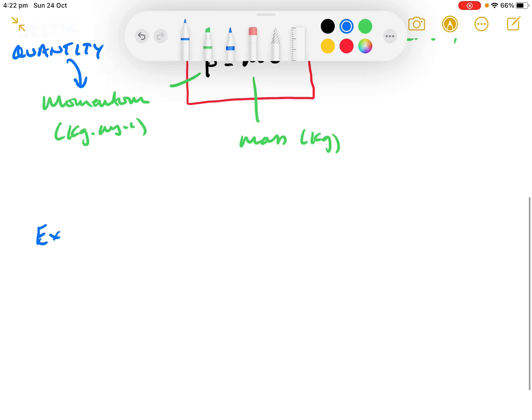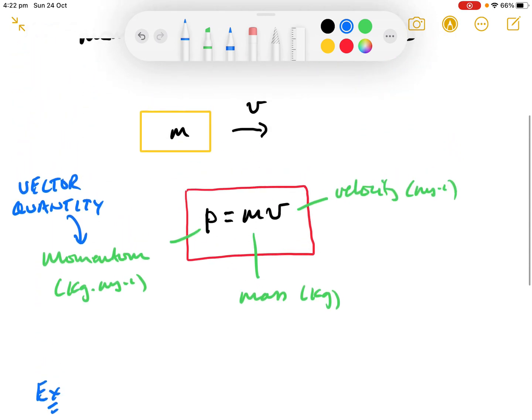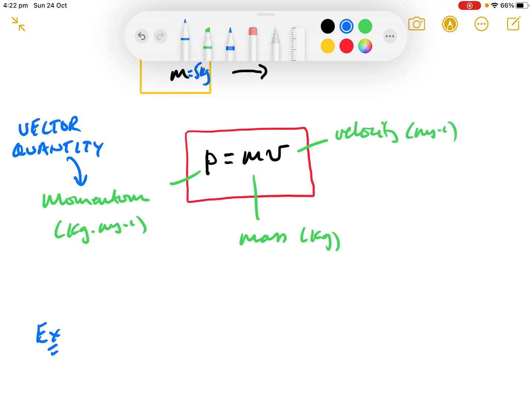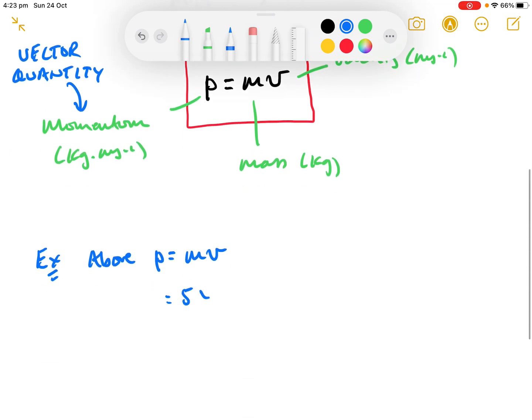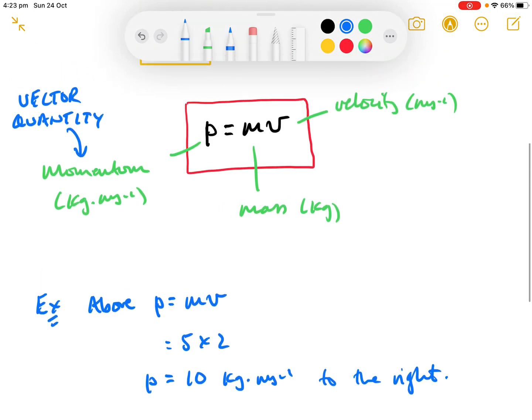So for example, if we had a mass of 5 kilograms travelling along at a velocity of 2 meters per second, the momentum p is simply mv, which is 5 kilograms times 2 meters per second, 10 kilograms meters per second, in this case to the right. So that's momentum for you.